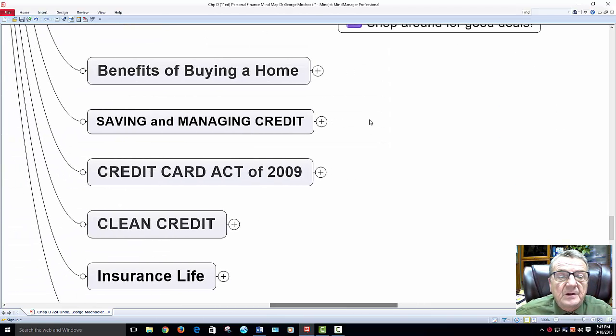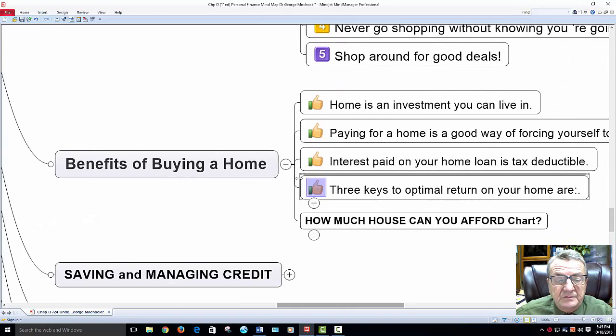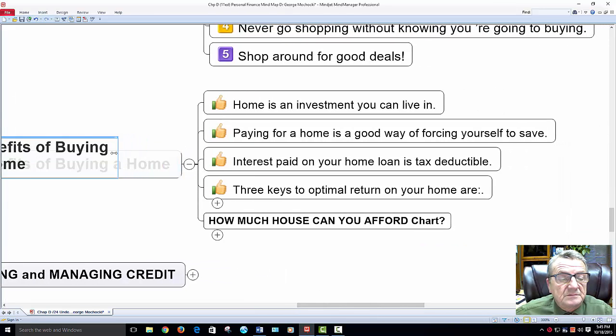Okay, now the other thing is benefits of buying a home, and that's why they said a home. If I look at benefits of buying a home, let me just make it. Let's go this way. You could see this. I'll go this way so you could see it.